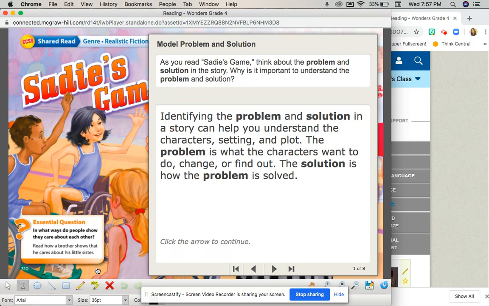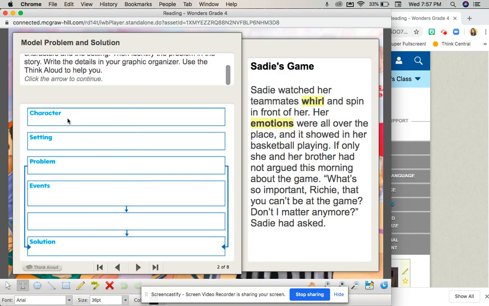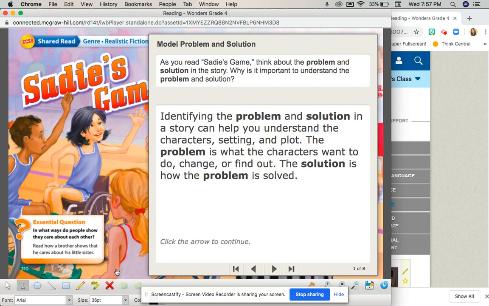It's a little audio file that you can play and it'll read the story aloud to you. So what we're going to do today is fill out our graphic organizer that you can find in your reading packets. On that organizer, it looks like this. It says character, setting, problem, events, and solution. So we're going to go back through the story Sadie's Game and look at specific details to fill out our problem and solution organizer.